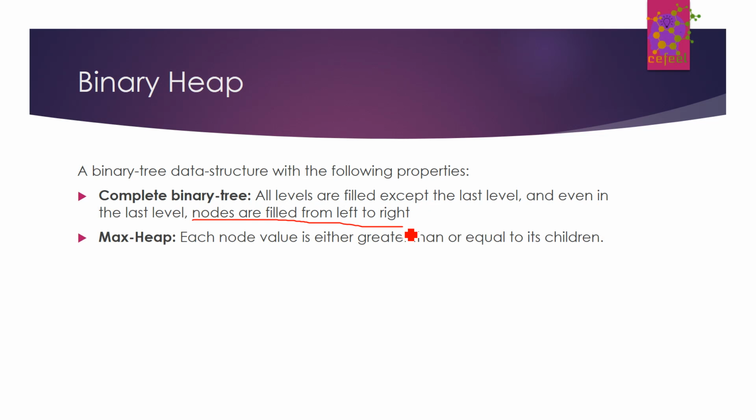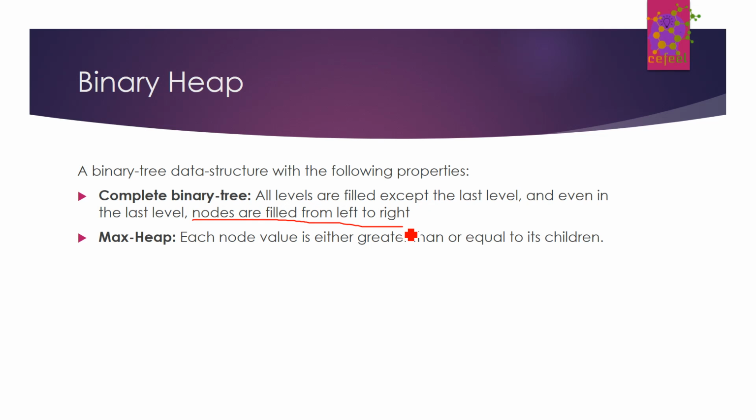Then the heap has a property called max-heap or min-heap. Here we will only discuss max-heap. Max-heap has this property that every node in the binary tree is greater than or equal to its children. If it's a min-heap, every node is less than or equal to its children, but here we are only considering max-heap. So for every node, it has to be greater than its children. So these are the two properties of a heap.